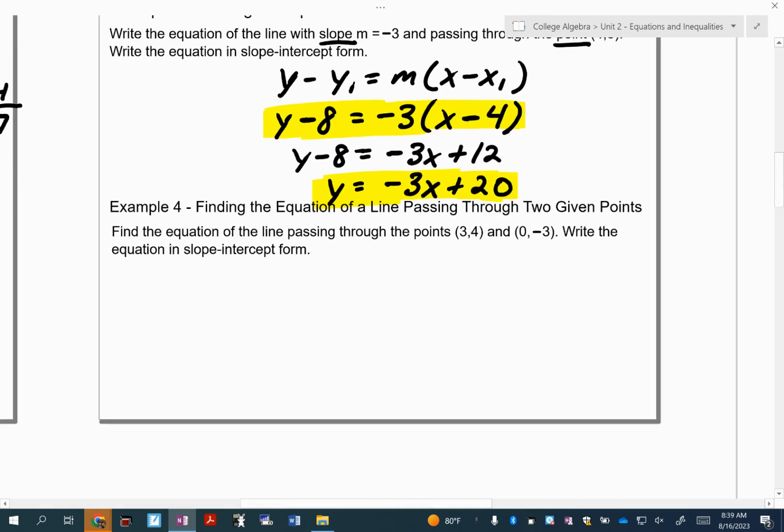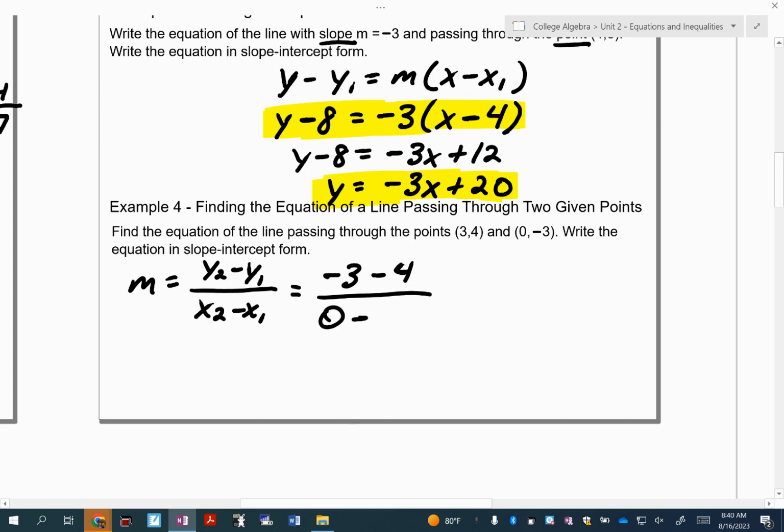The last one is going to be exactly the same work we did in example 3, except that we don't actually know the slope yet. So we need to use the slope formula, our change in y over the change in x, first, and then we'll use our point slope form to get our answer in the correct slope intercept form. So I'm going to do negative 3 minus 4 over 0 minus 3. So negative 3 minus 4 is negative 7, over 0 minus 3, which is negative 3. So a negative divided by a negative becomes a positive 7/3.